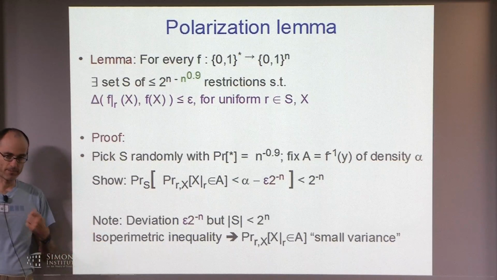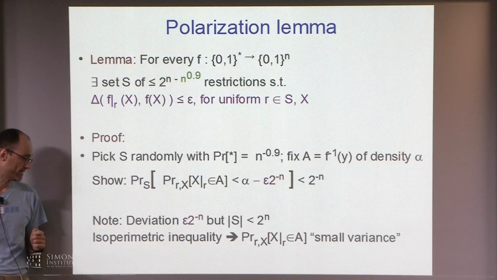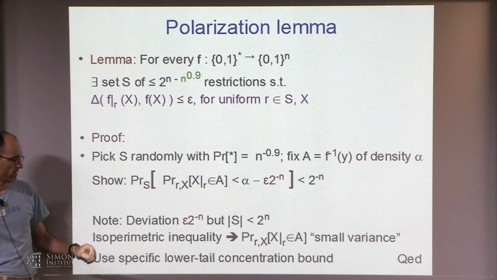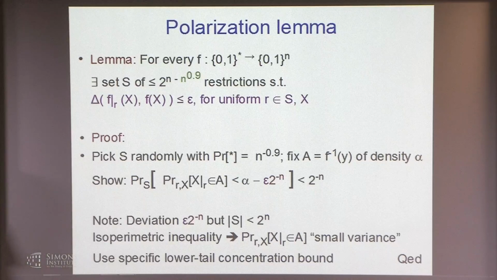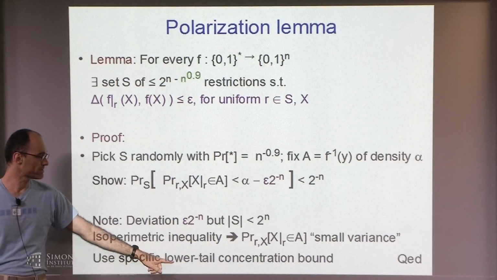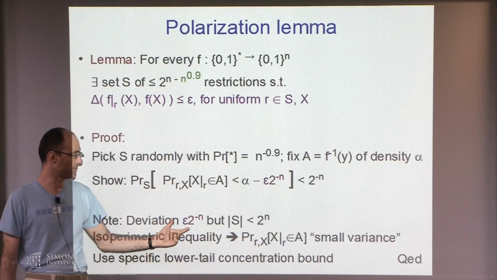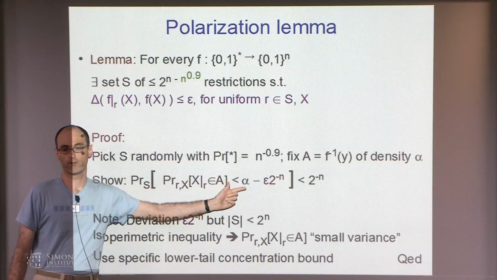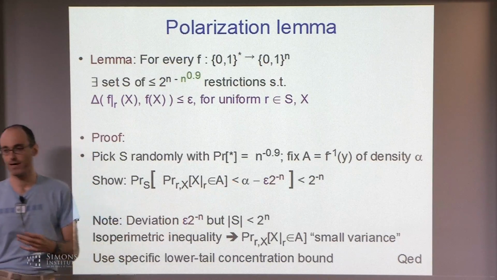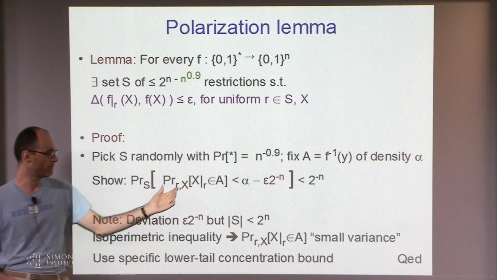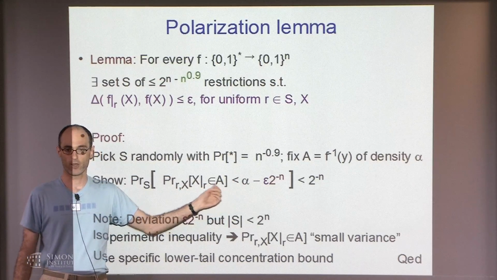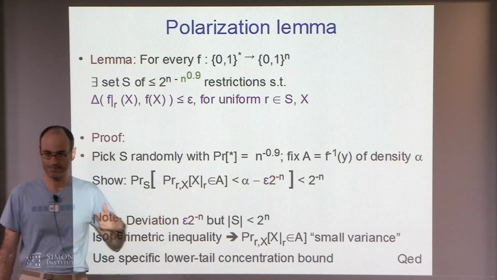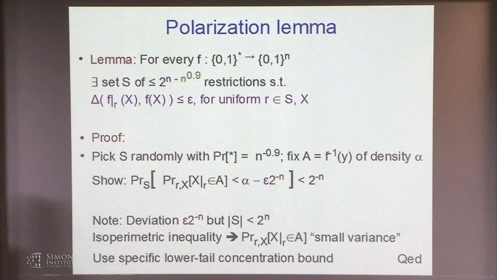And then you need to use a specific concentration of measure result, which is tailored for small variance distributions. And these bounds actually are, so the upper tail will actually be false. So usually it doesn't matter if you do upper tail or lower tail. But in this case, actually, the upper tail will be false. Only the lower tails are known for these things, but that's enough in our setting. Okay, that's a sketch.